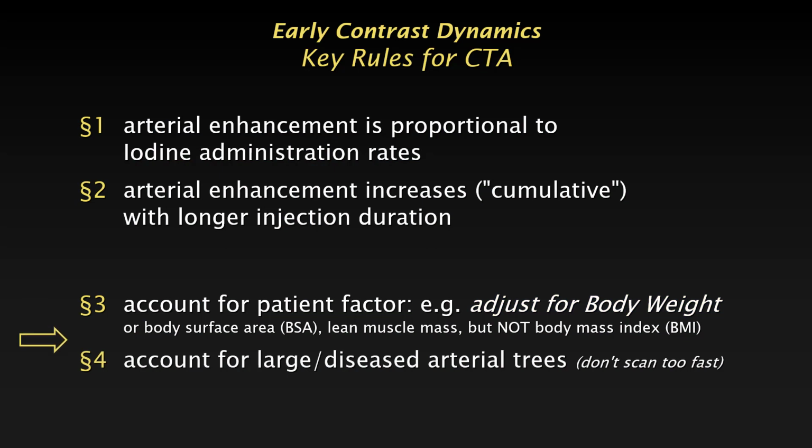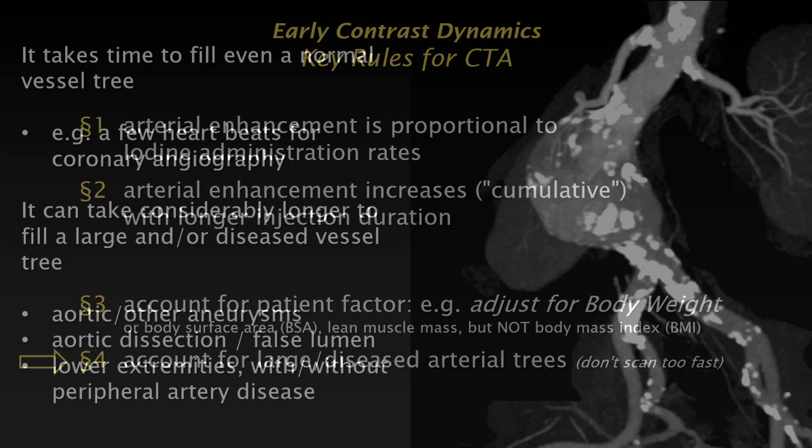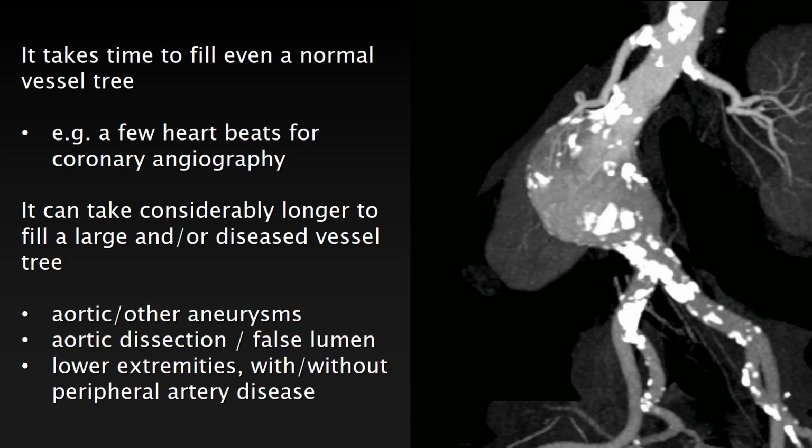Now, there's only one more parameter we want to not ignore. When you think about everything we've discussed so far: rule 1, the enhancement is directly proportional to injection rate. Number 2, the enhancement is also proportional to the length of the injection. Then patient weight is an important factor. But what we have ignored yet is the vascular territory. If you scan not only at one slice where you do the test pulse, but you scan a whole territory, then you have to keep in mind that the territory also can be abnormal. So you can have an aneurysm, you can have a stenosis. And here's an example that taught us this lesson.